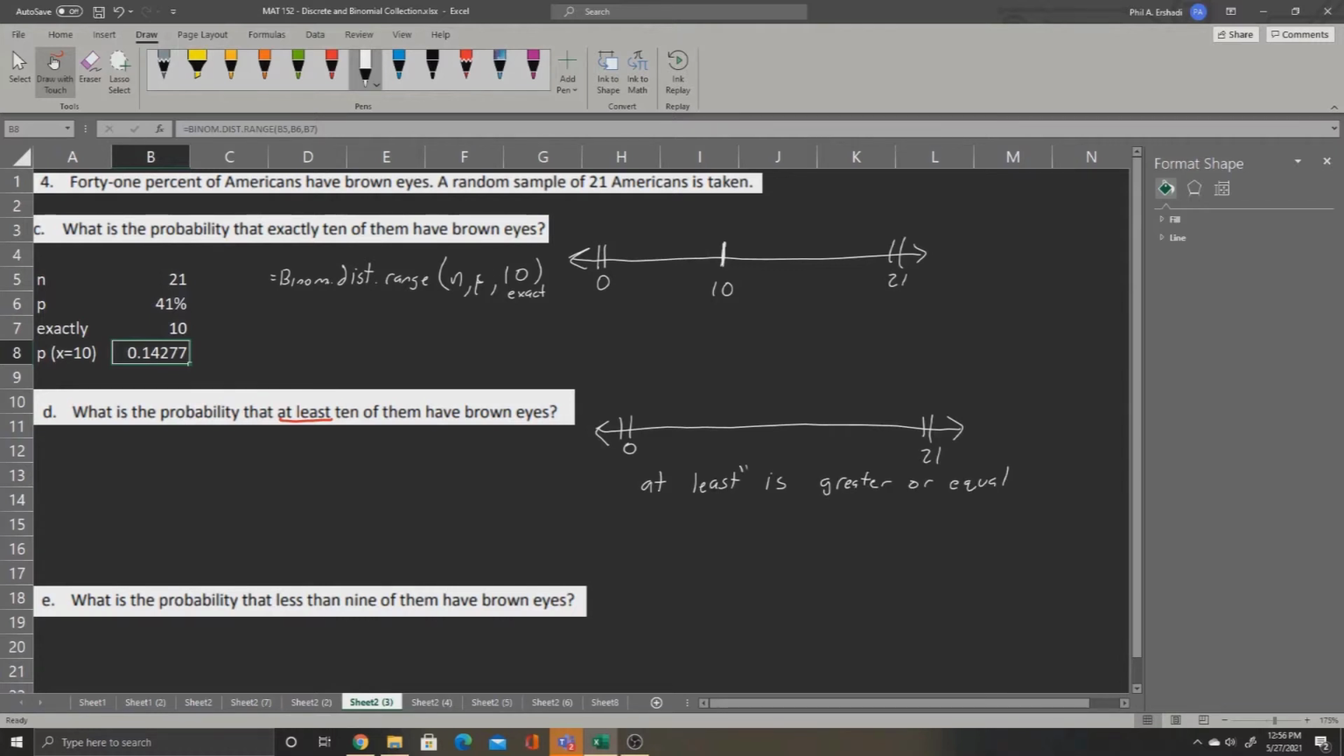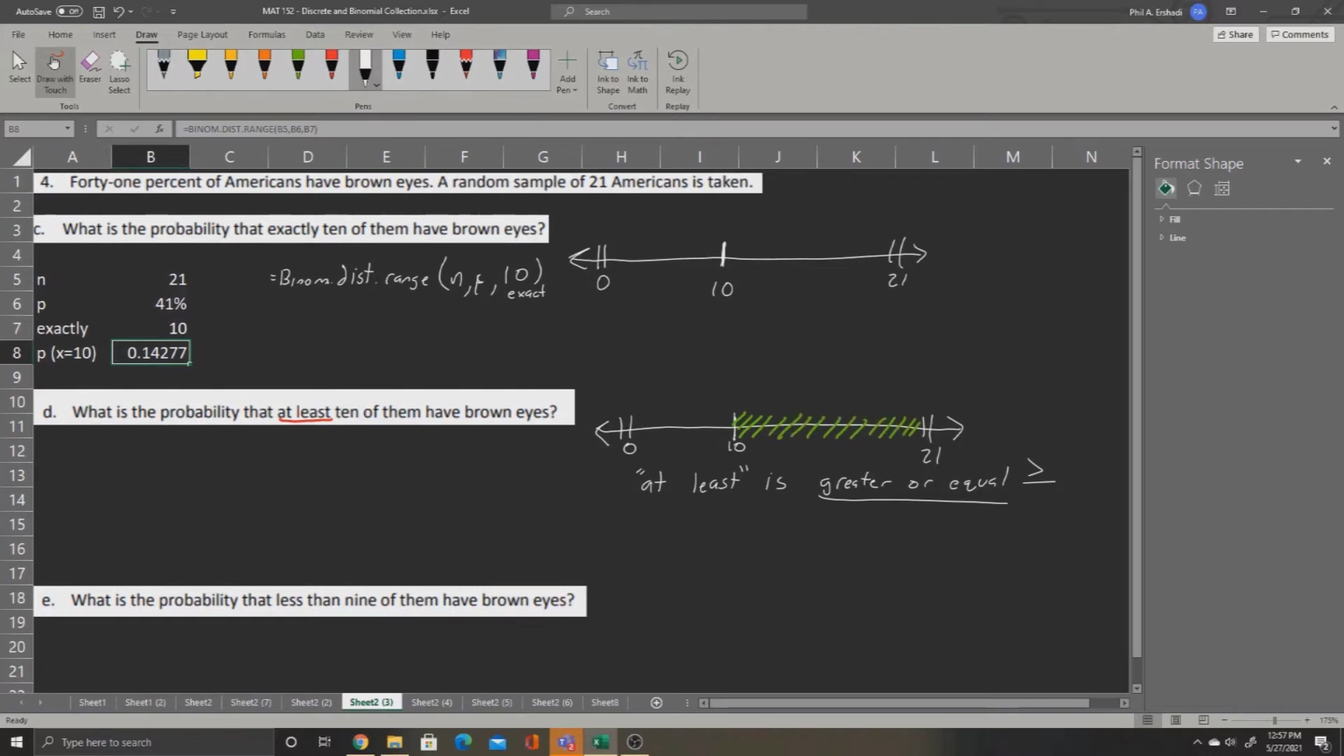The words at least will pop up in a lot of problems that you'll see. This means greater or equal, also symbolized by this symbol. A greater than sign over a bar, this means greater or equal. Now, once again, we start with 10, but we're interested in everything that is 10 or higher.